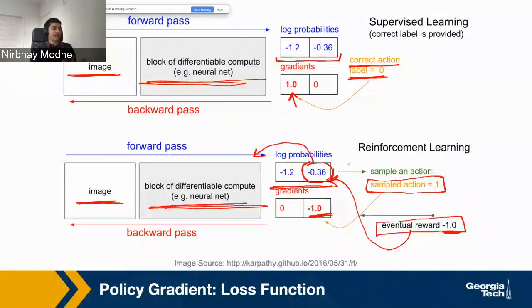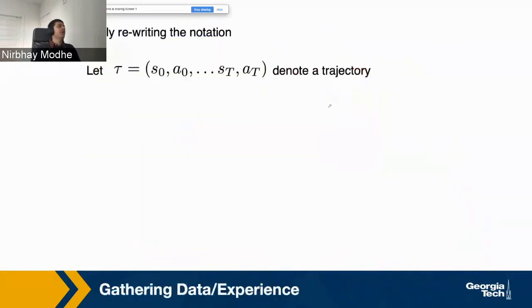But for now, this is the intuition that you should keep in mind when you think of how to update a policy with policy gradients. Now, before I move on to the formal definition of the gradient, let me first talk about the second half of the RL algorithm, which is how do we gather data. So this is going to be quite simple for policy gradients because you already have defined a policy.